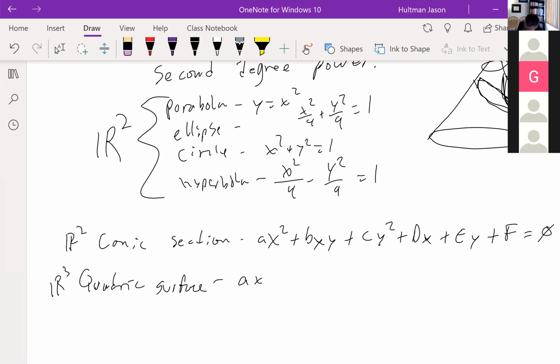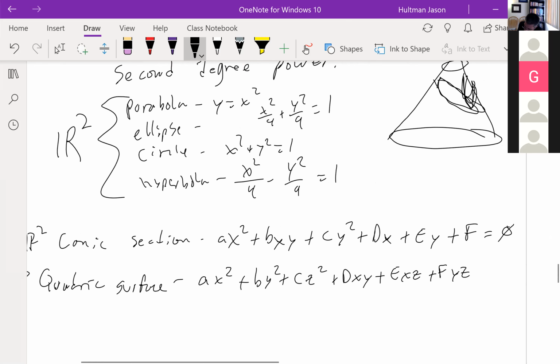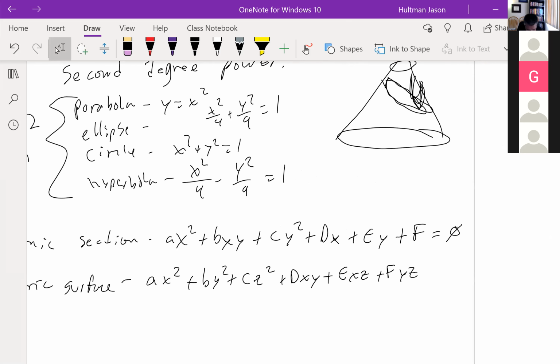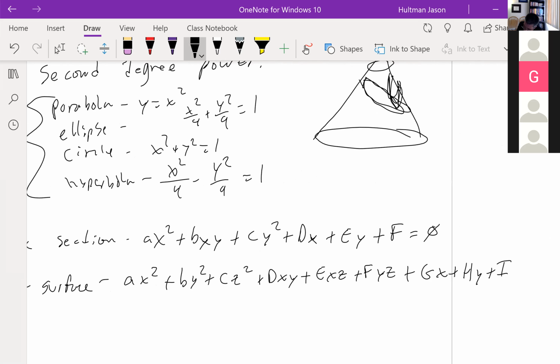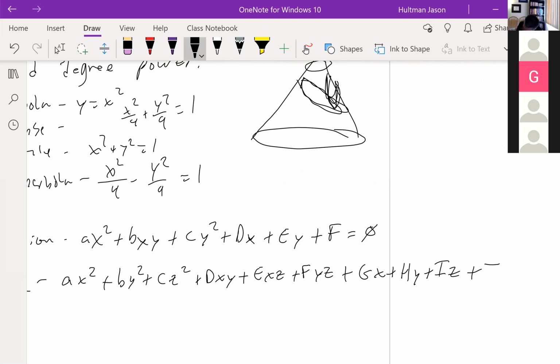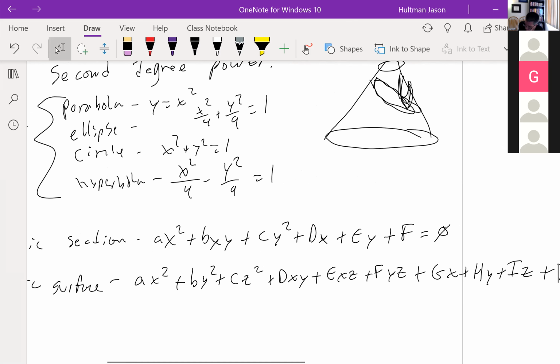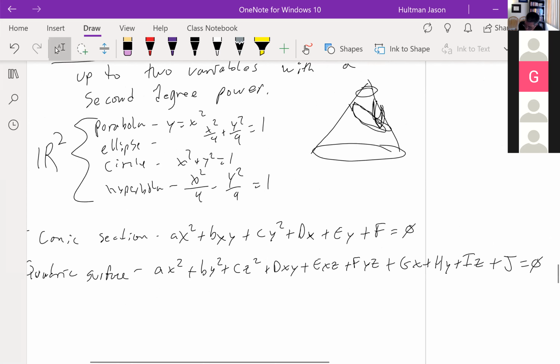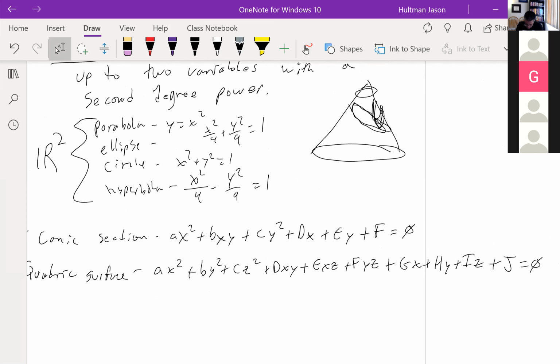Or sorry, not x cubed. Ax squared plus by squared plus cz squared, so we've got a z now, plus dxy plus exz plus fyz, plus gx plus hy plus iz plus j equals 0. So all the combinations. Let's zoom in on that. All the different combinations here.